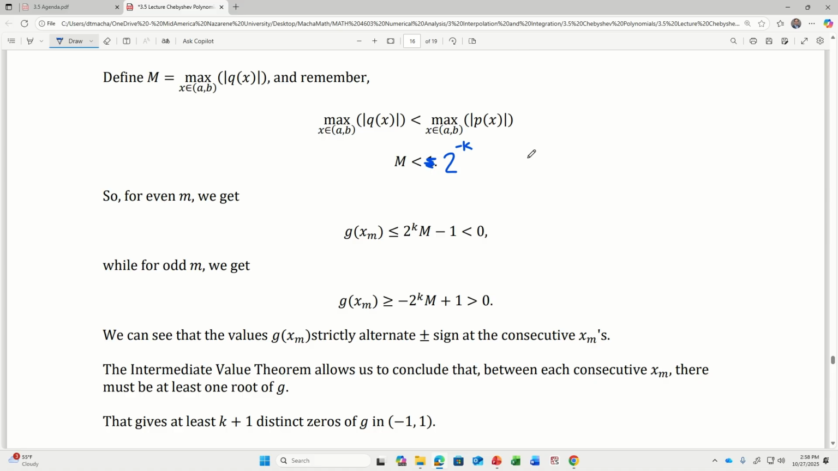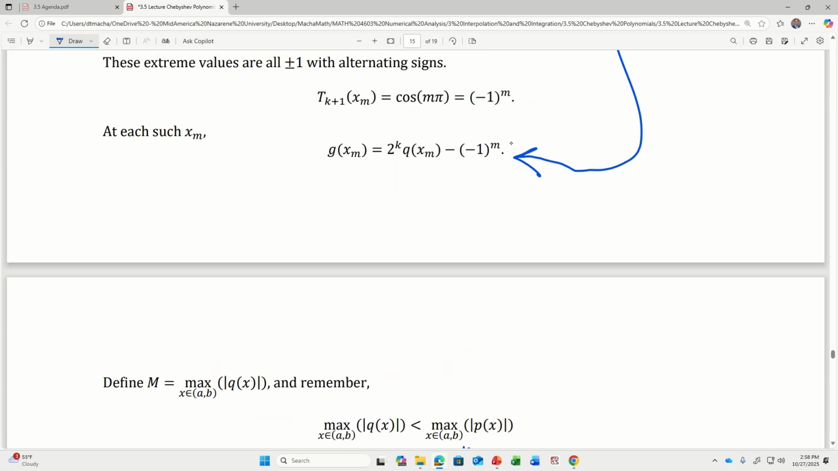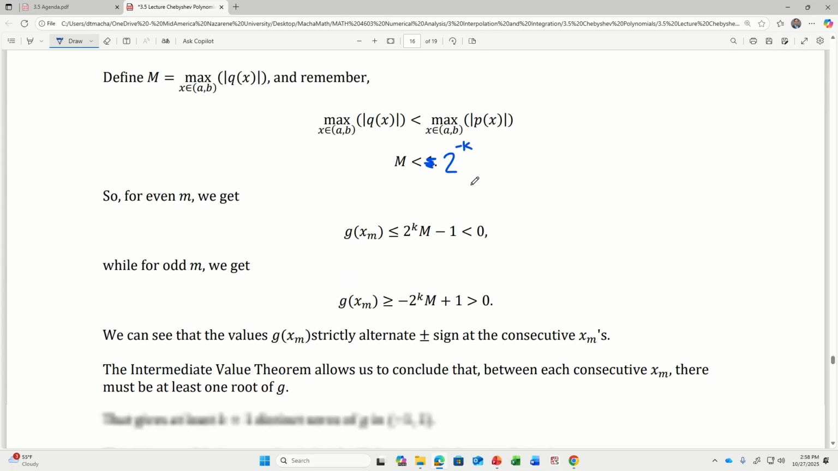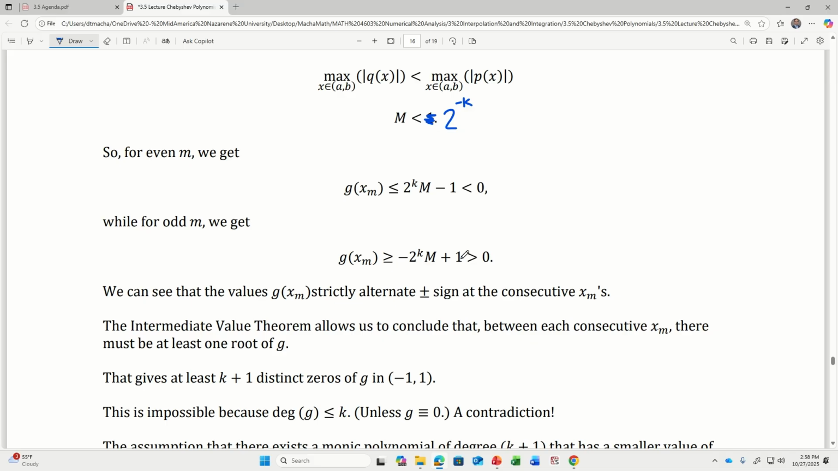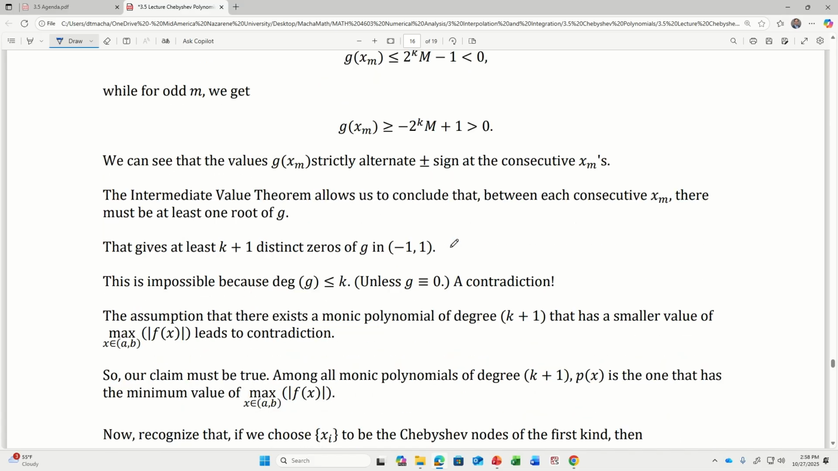But that means whenever m is even, you look at this formula and an even m makes this a +1, so I'm subtracting a +1. And when m is odd, I get the opposite. So I'd be subtracting a -1 or adding a 1. That g function is going to alternate plus or minus signs at the extreme values of your Chebyshev polynomial.